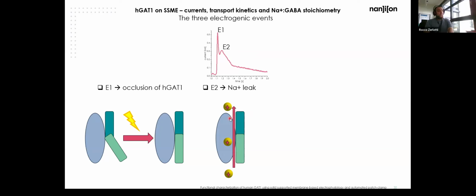So basically, it's possible that the transporter, even if occluded, can generate kind of a channel through which the sodium ion can pass.